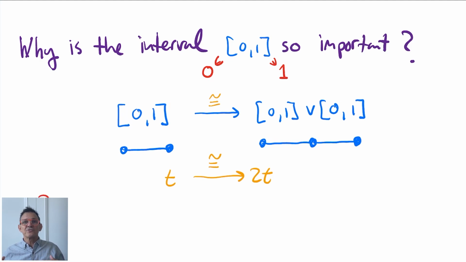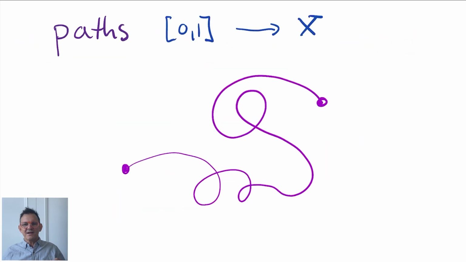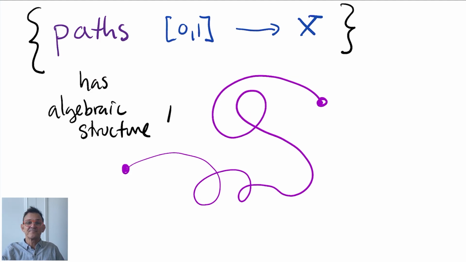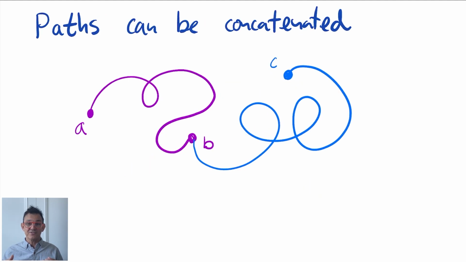It's the universal space that has two special points such that when you glue along the special points, you obtain something homeomorphic to the original. And the fact that the interval can be doubled and glued together to get itself implies that the set of maps from the interval into a fixed space X has an algebraic structure. A path, which is a function from the interval, has a starting point and an ending point. Then, if the end point of one path is the same as the starting point of another, the paths can be concatenated to form a new path.